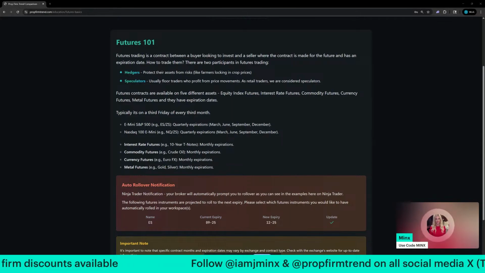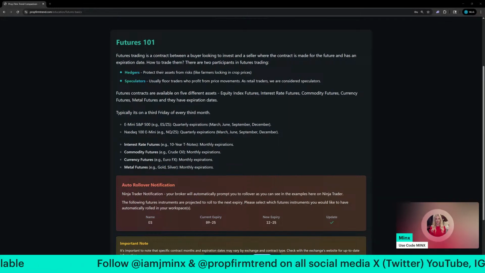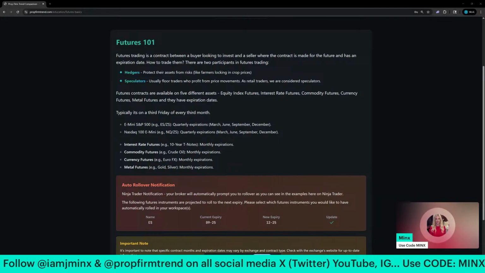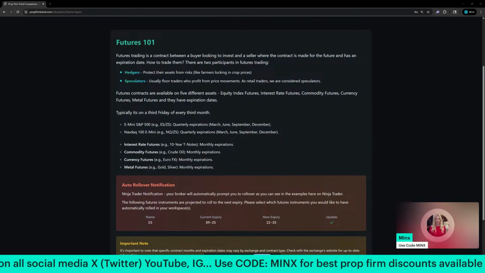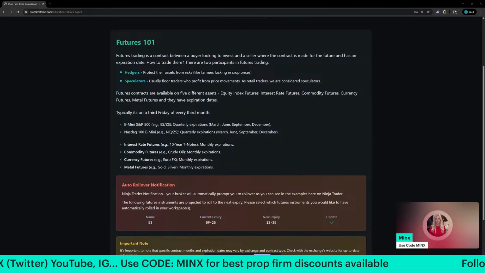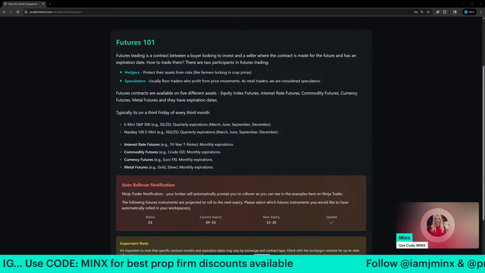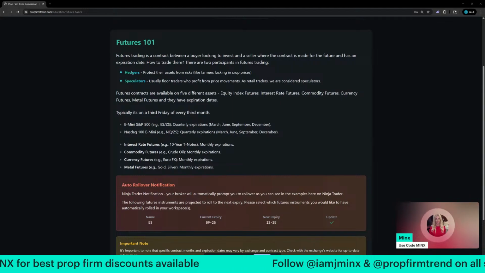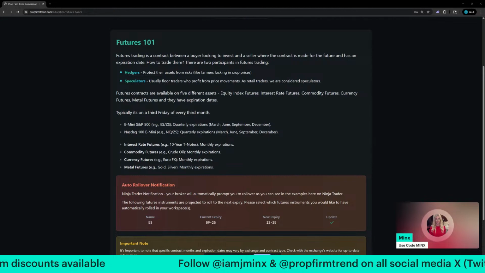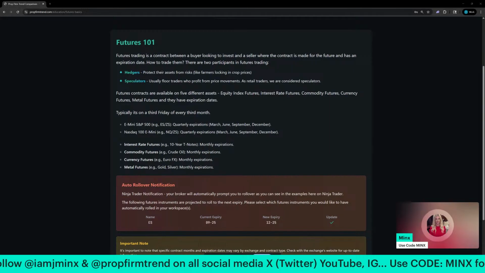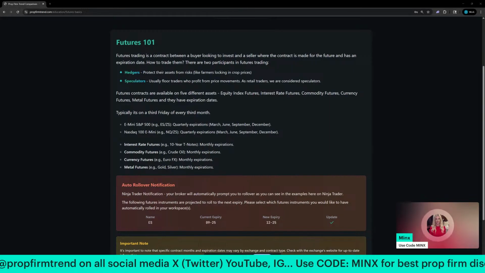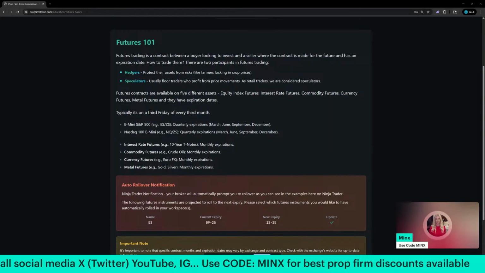So there are two participants, hedgers and speculators. Hedgers protect their assets from risks, and speculators are usually floor traders. So as retail traders, we are considered speculators. Futures contracts are available on 5 different assets: equity index futures, interest rate futures, commodity futures, currency futures, and metal futures, and they have expiration dates.